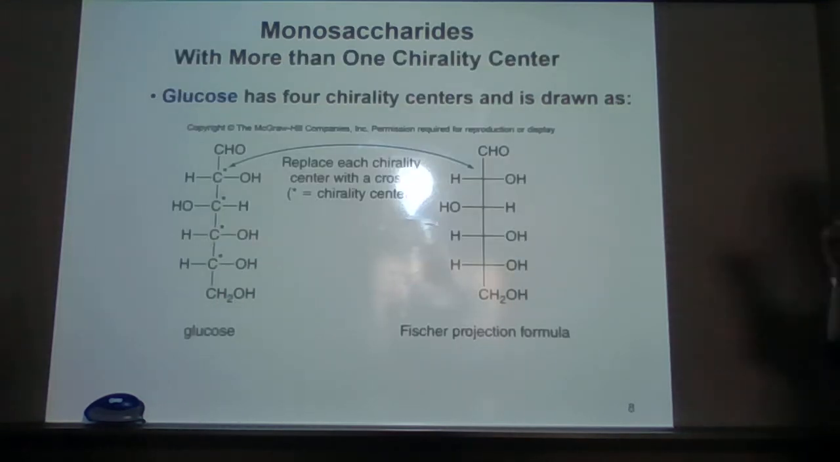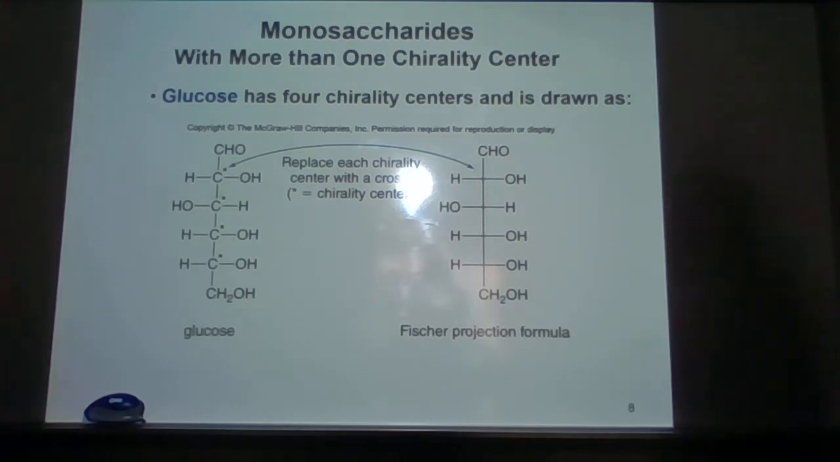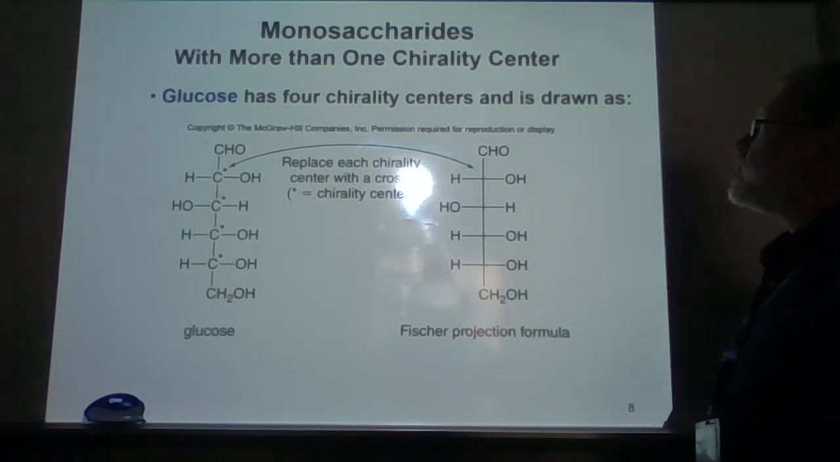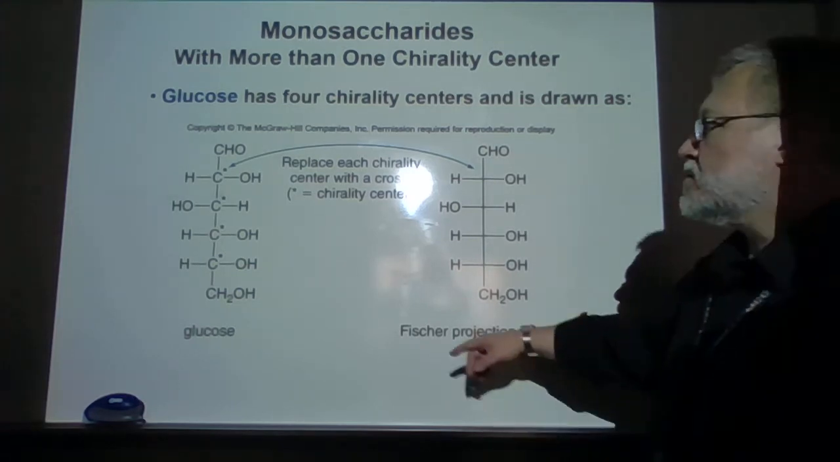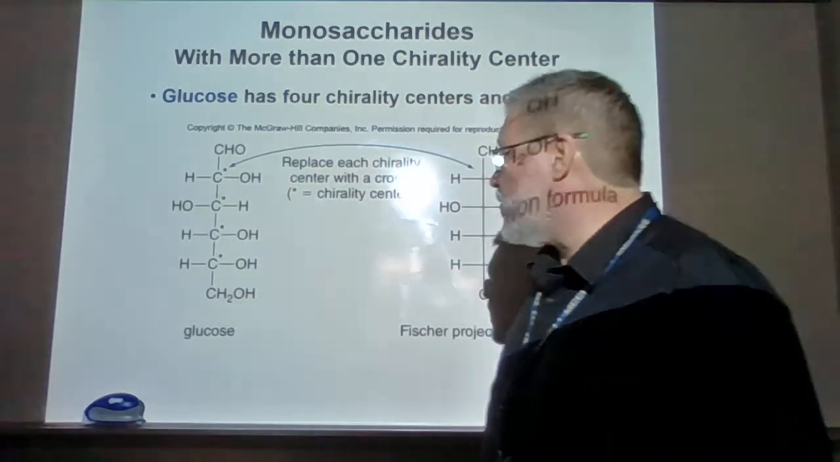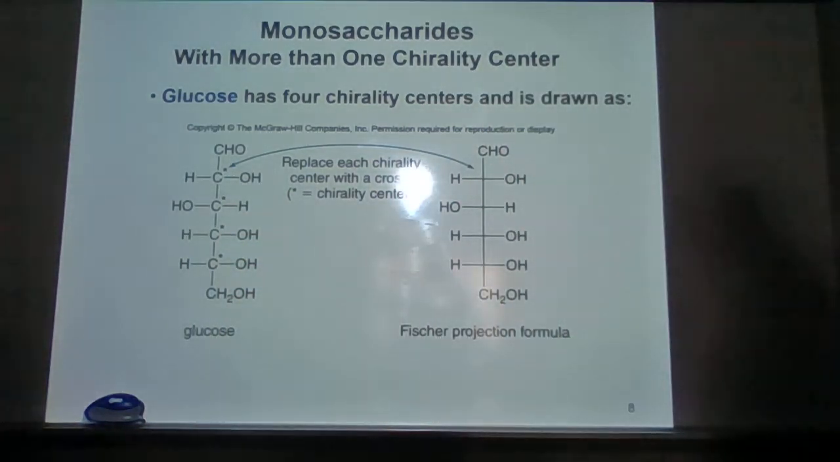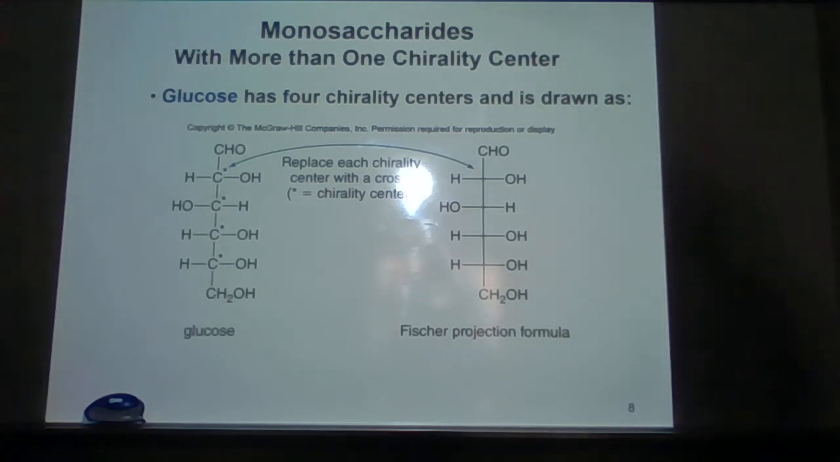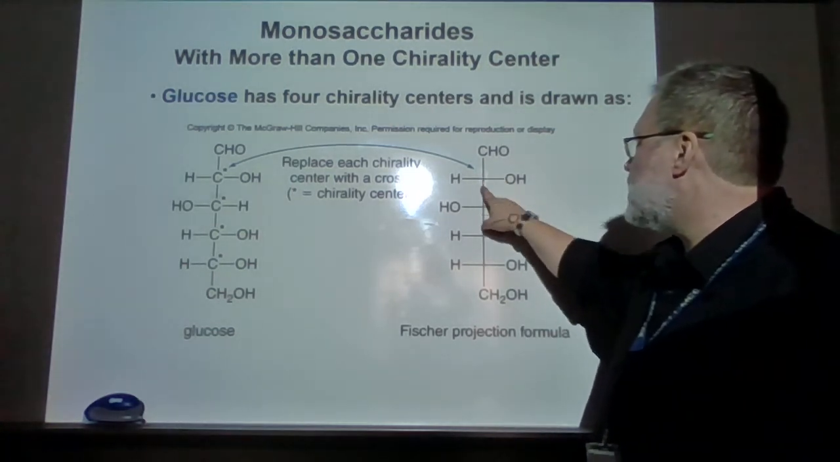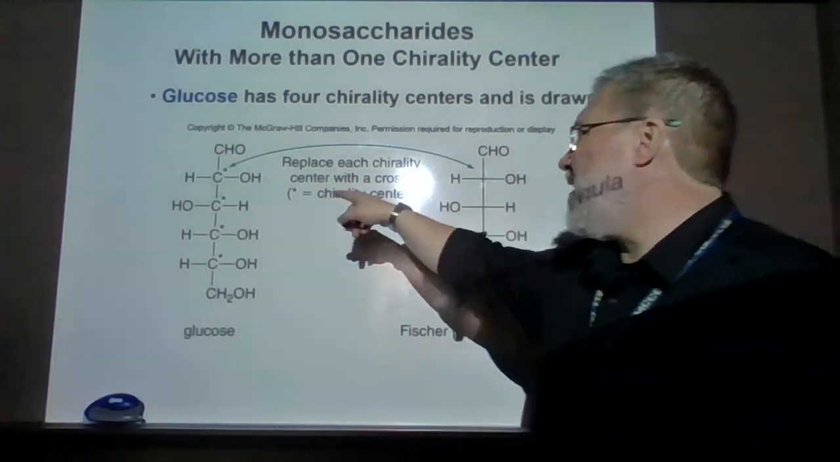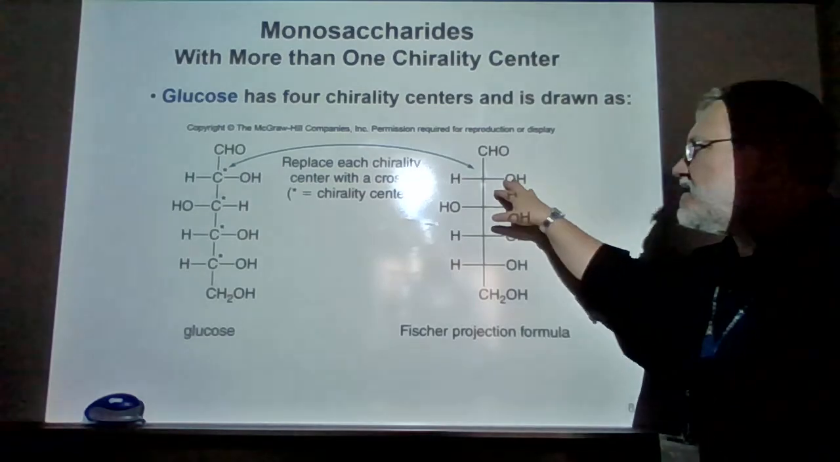What happens now? This is all fine and well and good if you only have one chiral center. What if you have more than one chiral center? If we look at glucose, it has 4 chiral centers. 1, 2, 3, 4 chiral centers. We can represent that molecule glucose on the far left, with its Fischer projection on the far right. Wherever we have a chiral carbon, we write a cross. So there's your vertical, there's your horizontal. The position of these is the same as it is here.